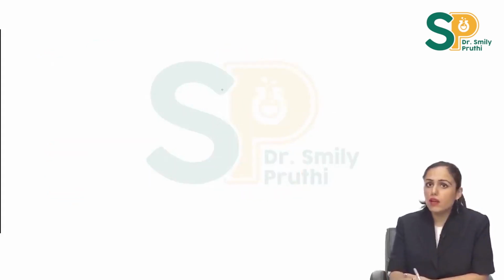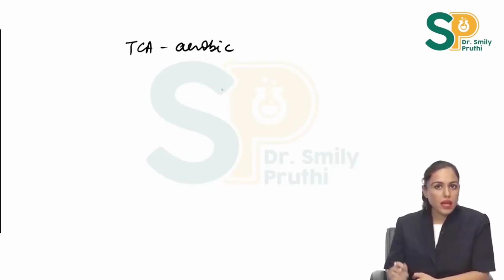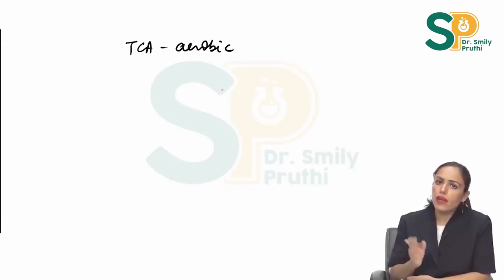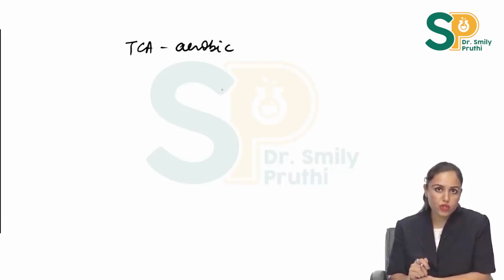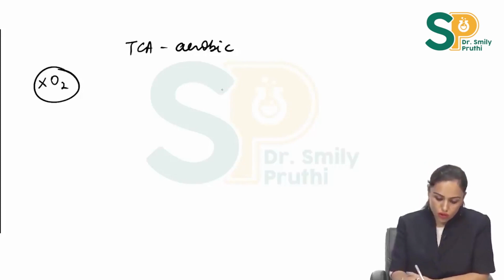Now TCA cycle occurs in aerobic state. We all know it occurs in aerobic state. But any enzyme of TCA cycle does not require oxygen. No enzyme of TCA requires oxygen. Then my question is, why can TCA not occur in anaerobic situation? See the reason. Let's say there is a situation that oxygen is not there. When oxygen is not there, then TCA will occur because no enzyme of TCA requires oxygen.